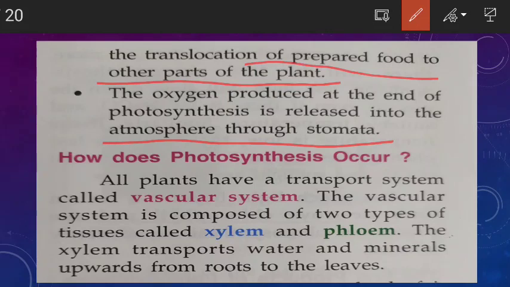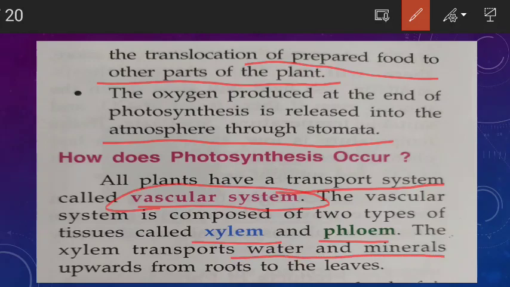Now the next, how does photosynthesis occur? All plants have a transport system, and that transport system is called what? Vascular system. The vascular system is composed of two types of tissue, xylem and phloem. Xylem transports water and minerals upwards from roots to the leaves. Upwards means what? From roots to the leaves.